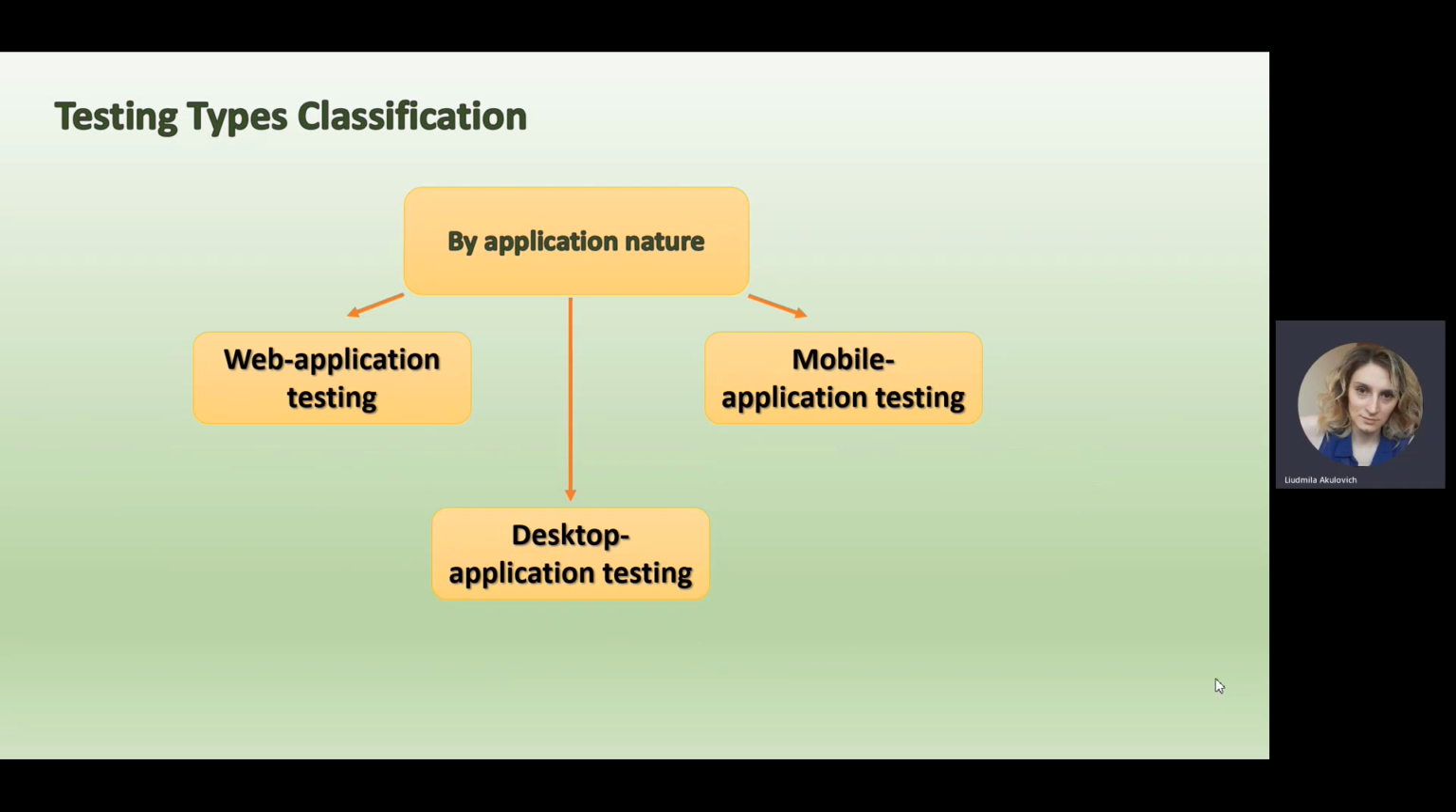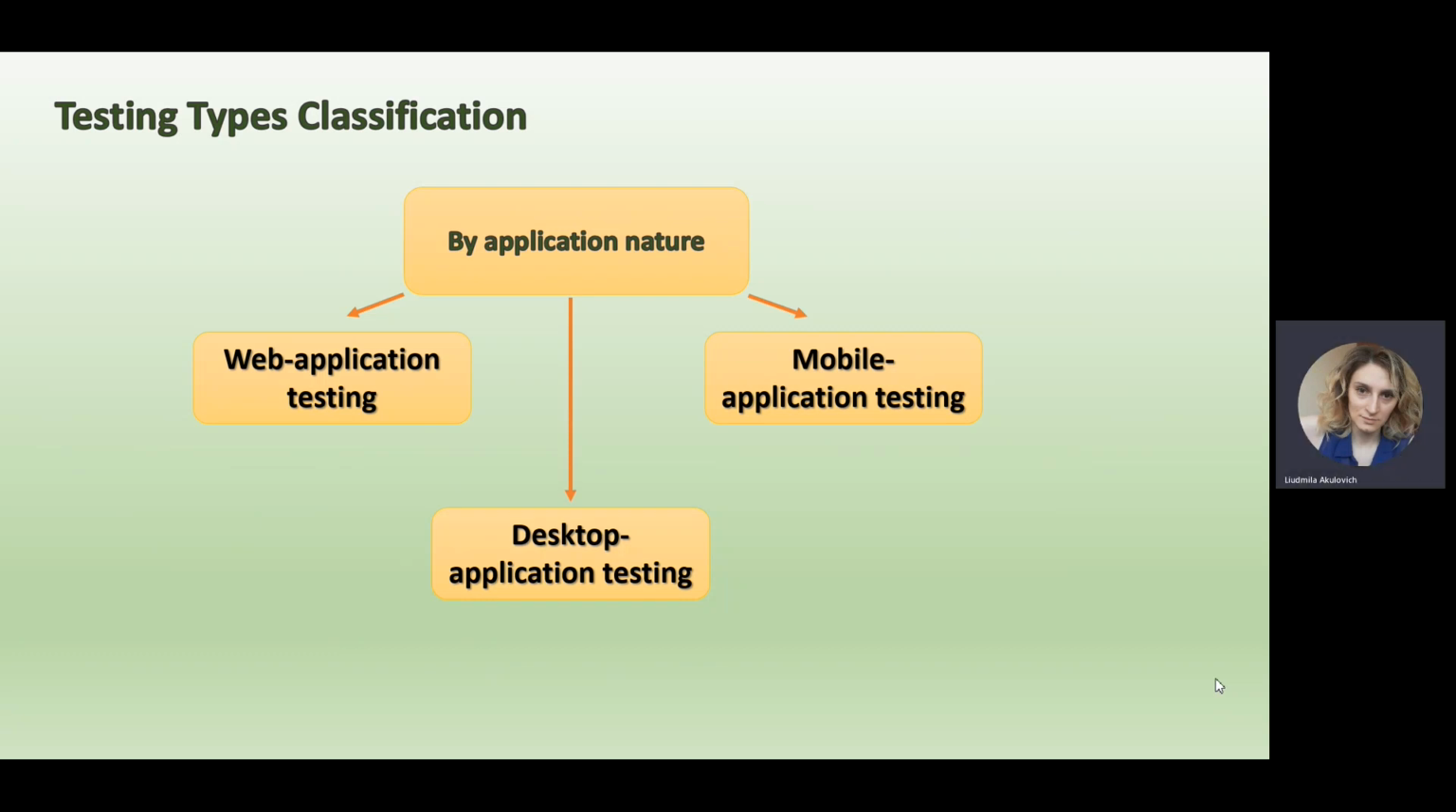One more classification, I think it's obvious. I'm not going to provide you with an extended explanation. This is testing types classification by application nature. Of course, if you're testing a web application, this is the testing type web application testing. Also, desktop application testing and mobile application testing. All you should understand is that this type of testing has a specific nature.